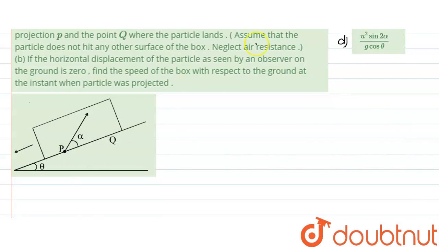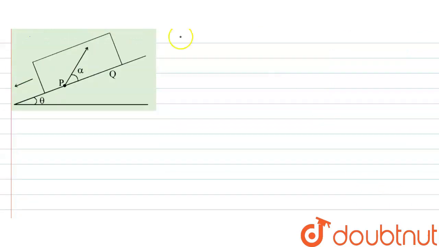Now, first of all, we should remember one of the concepts regarding horizontal projectile motion. If a particle is projected with a velocity u at an angle of theta, so let's say this is our u, and it is projected at an angle of theta, it would be following a projectile. So this would be the path, and it would be falling here. Now from here to here, this would be the range.